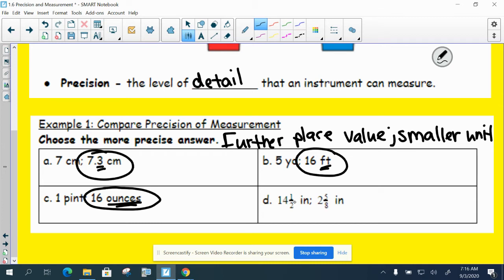And then 1/2 inches versus 2 5/8 inches. Well, they both have a fraction and they're both in inches, but notice how the denominator here is 8. That means that this fraction is being split up into smaller pieces, eighths, where this one is only split up into halves. So the 5/8 is a more precise, a more detailed answer than 1/2. So this would be the more precise answer.